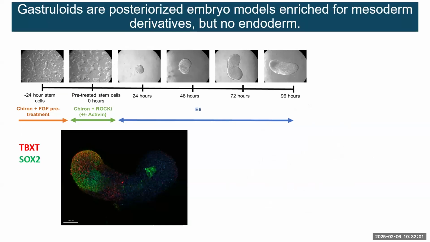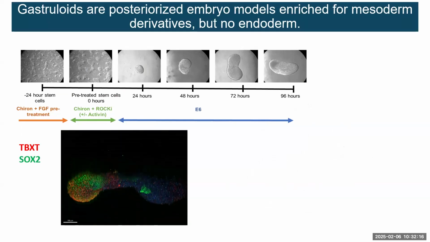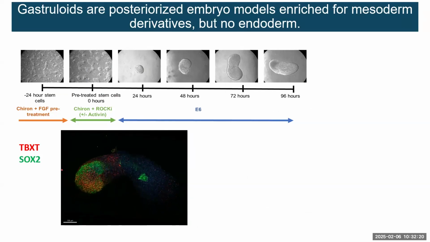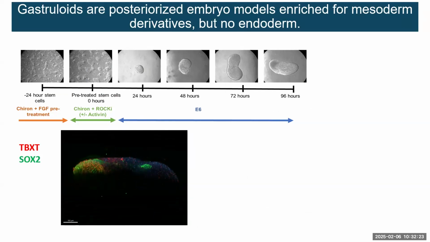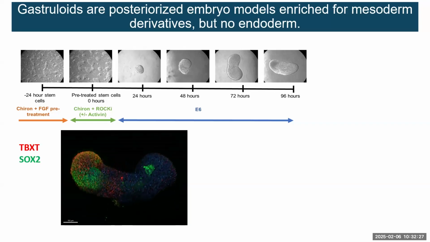There's a little movie that shows you how these structures actually look under the microscope, and they are stained for Brachyury, which is a marker of the posterior side of the embryo, and SOX2, which is a marker of neural tube at this particular stage of development. You can see a neural tube forming here in the middle of the embryo. These structures are really very anterior-posterior patterned.